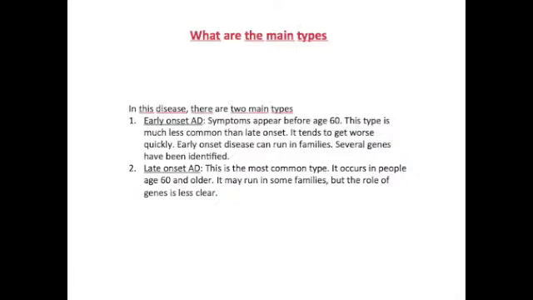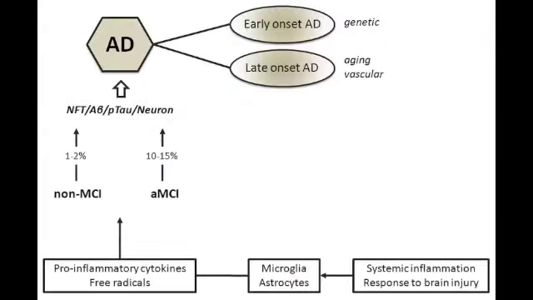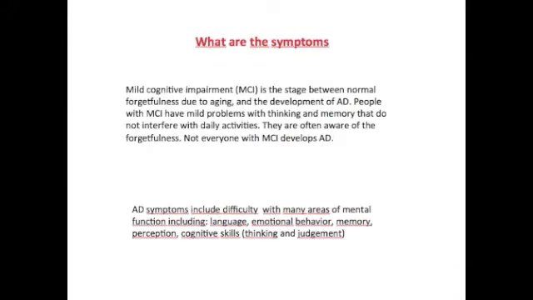We can distinguish between two types. In early onset AD, symptoms appear before age 60. This type is much less common than the late onset. It tends to get worse quickly. Early onset disease can run in families, and several genes have been identified. Late onset AD is the most common type. It occurs in people aged 60 and older. It might run in some families, but the role of the genes is less clear.